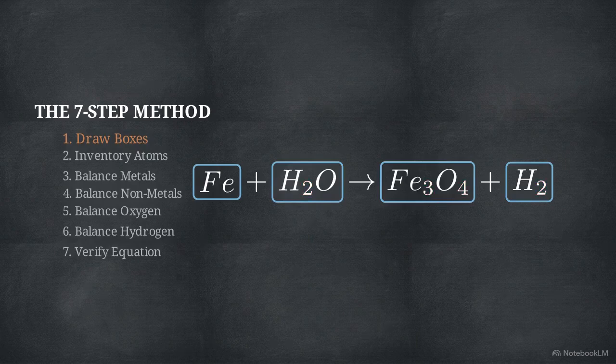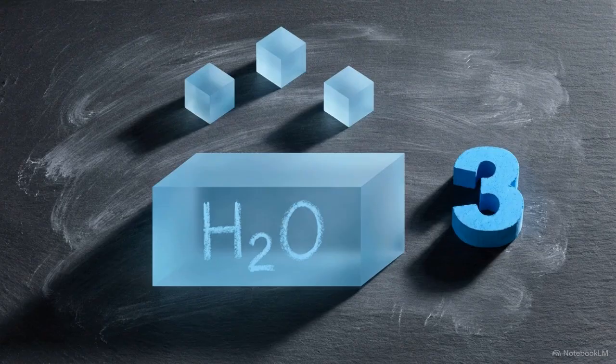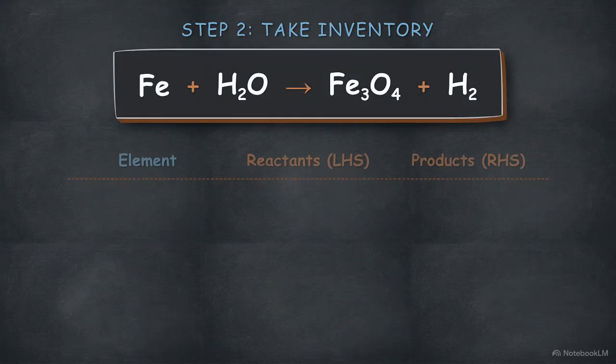This is a reminder of what we can and cannot change. While balancing, never alter the subscripts inside these boxes. Changing a number inside the box changes the identity of the substance itself. Instead, we can only add whole numbers, called coefficients, to the front of the boxes to multiply the total number of molecules. Step 2 is to take inventory.